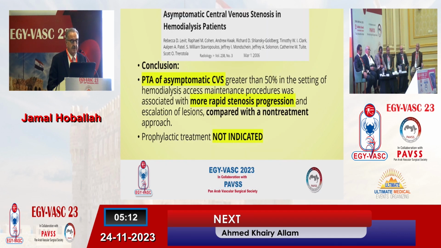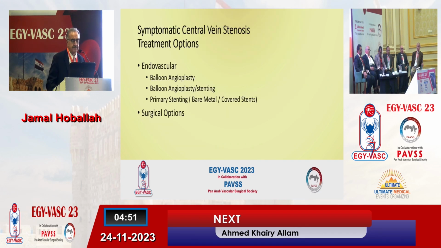Now, what's the treatment? First of all, if you identify an asymptomatic central vein stenosis, studies showed that if you go ahead and intervene on those, that leads to a rapid progression of the stenosis and a further worsening of the situation. So prophylactic treatment is typically not indicated. How about the symptomatic ones? The symptomatic ones, you have the options of endovascular or surgical treatment.